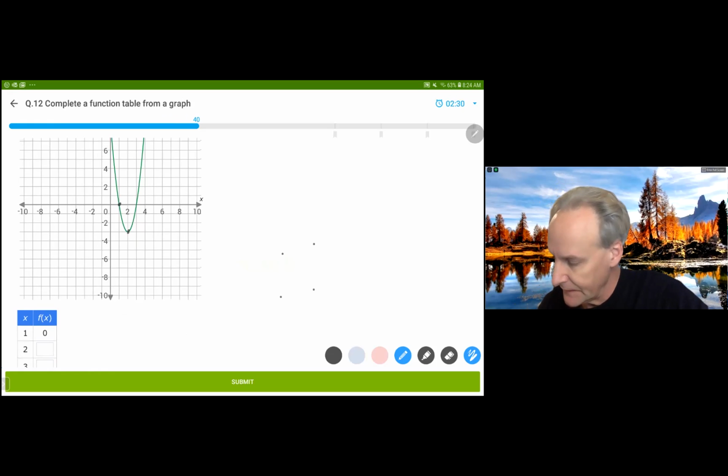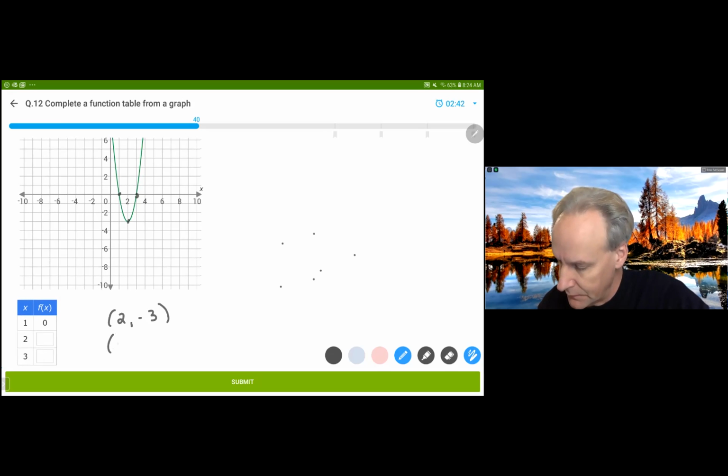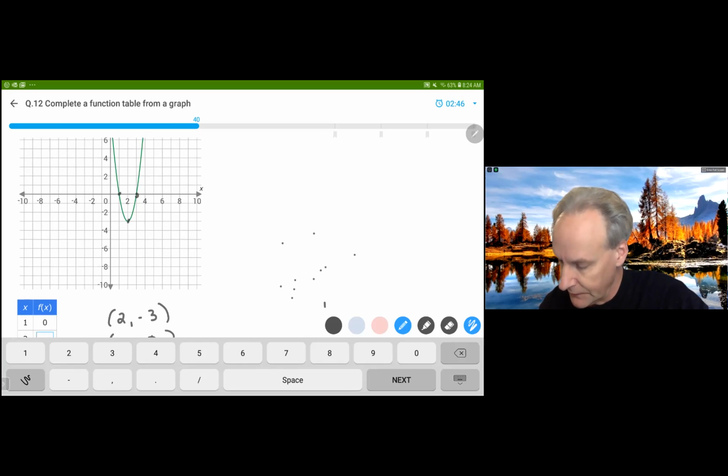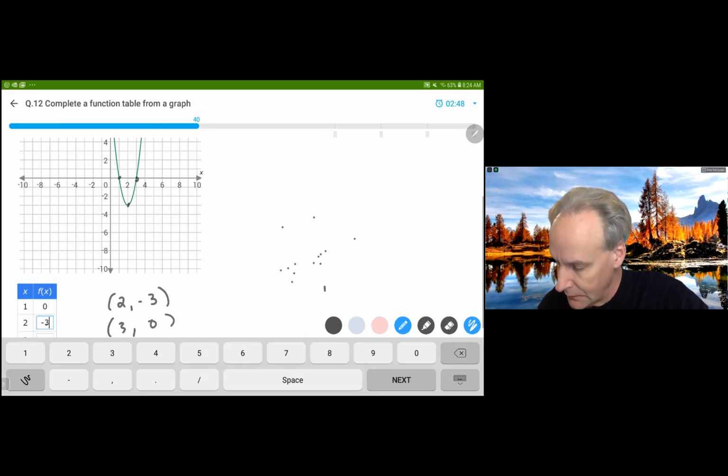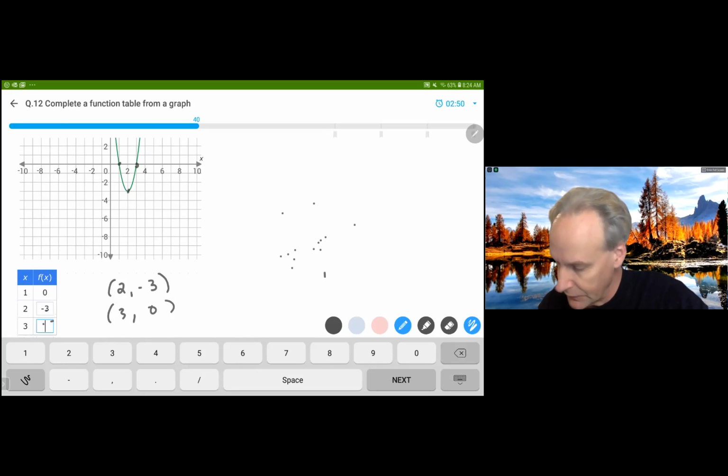So we're going to need to fill in that one. So we're talking about 2, negative 3. It's called the vertex. And then we have another one at 3, 0, don't we? We have another point at 3, 0. So we need to fill in both. We need to fill in the negative 3 and the 0. Let's get in there. There we go.